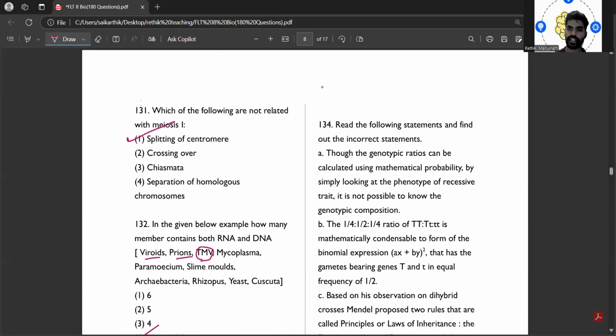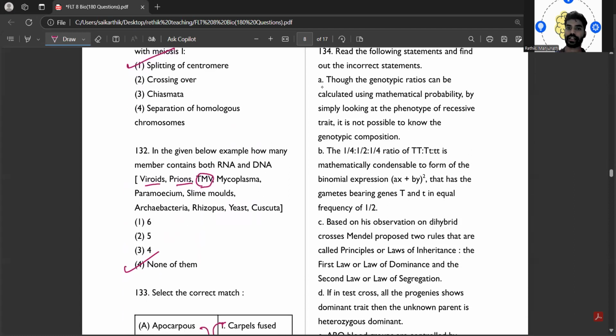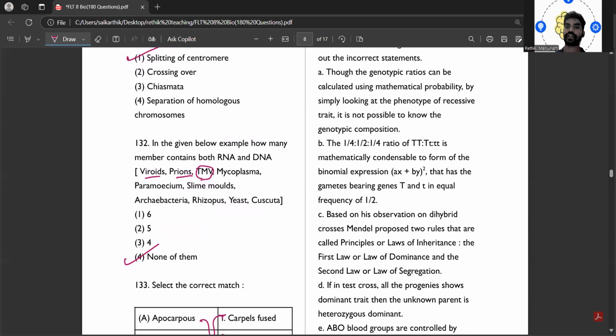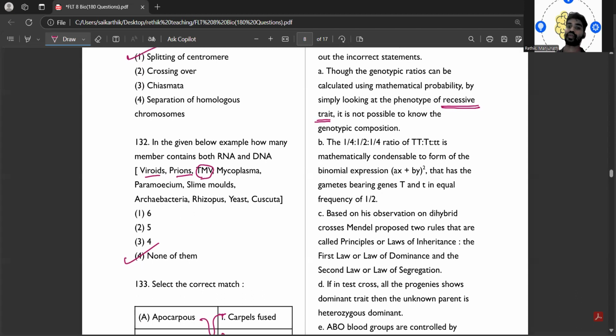Next we have 134. Read the following statements and find the incorrect statement. Statement one says that the genetic ratio can be calculated using mathematical probability. Please listen carefully. By simply looking at the phenotype of recessive traits, you have to note that it is not possible to know the genotypic composition. I'll come to it. So it is actually wrong. It is dominant.